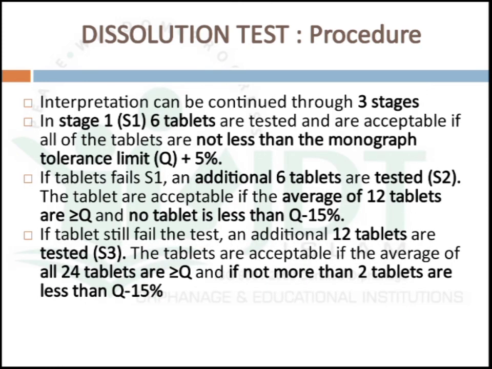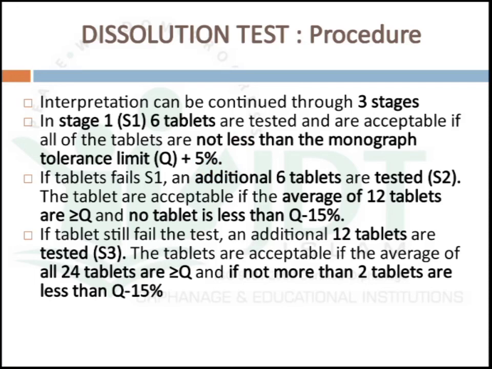So from the result we can interpret the dissolution study through 3 stages. In stage 1 we have to test 6 tablets. In this stage the tablet will be acceptable if all the tablets are not less than the monograph tolerance or the monograph release specified plus 5%.